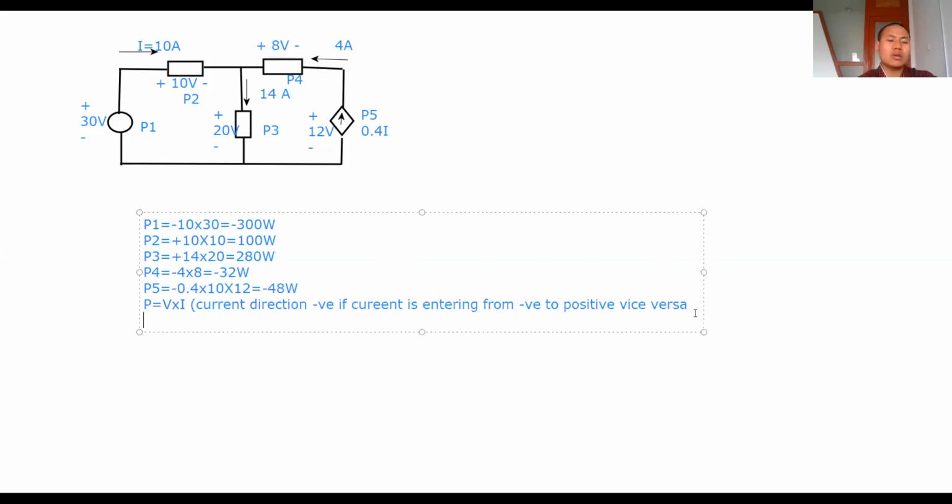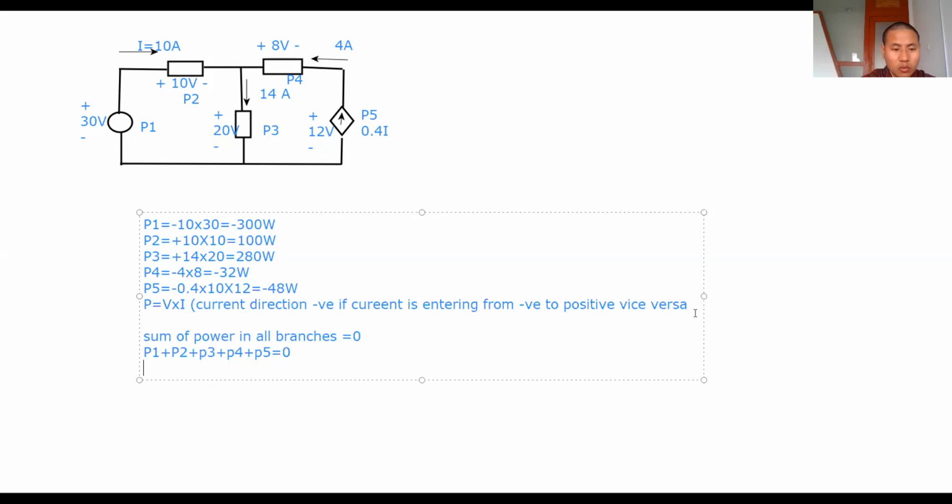Now, how do we validate the calculation? The law of conservation of energy says that the total power, P total, the sum of power in all branches, will be equal to 0. Let's do it: P1 plus P2 plus P3 plus P4 plus P5. If you sum this, you should get 0.